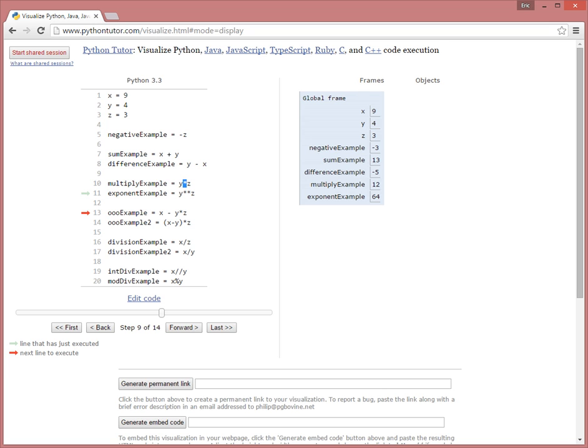This triple O stands for order of operation. So order of operation does matter. So what should happen is y times z should be first, then x minus that. We know y times z from the multiply example is 12. We know x is 9, so it should be 9 minus 12. In other words, -3. And we do have -3.